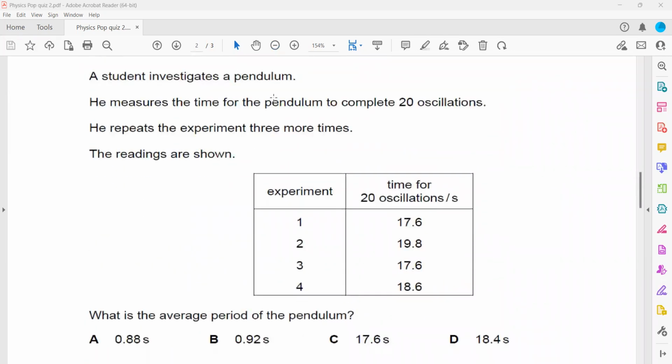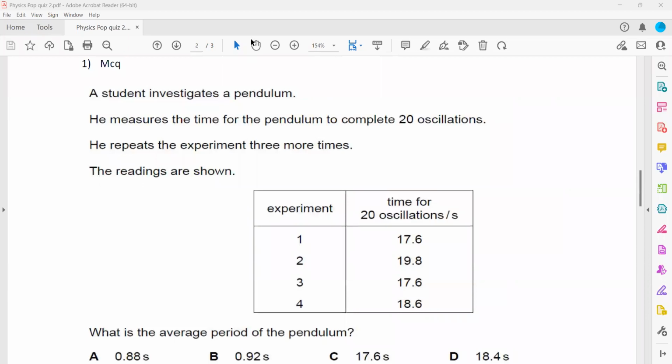In the first question, a student investigates a pendulum. He measures the time for 20 oscillations. So this is the time for 20 oscillations. He repeats the experiment 3 more times. As you can see, what is the average period?